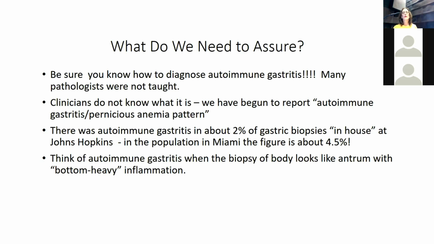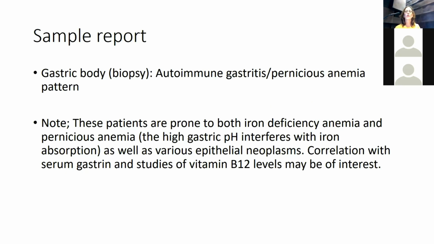So in the biopsies that were in-house at Johns Hopkins when I was there, autoimmune gastritis was seen in about 2% of our stomach biopsies, not selected for just folks walking in the door. Curiously, we studied this formally a number of years ago and noticed that in our population in Baltimore, amongst the Latinas, there was about 3% autoimmune gastritis, but there were insufficient Latinas in that population to know whether it was coincidental. On the other hand, I have real data now in Miami because everybody is Latina, and it's about 4.5%, and I have no idea why that is, but it's an observation. But do remember to think of autoimmune gastritis if your biopsy that's supposed to be body looks like antrum and it has bottom-heavy inflammation.